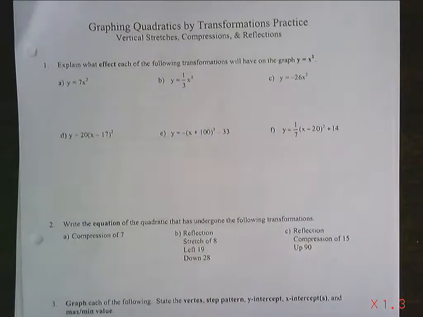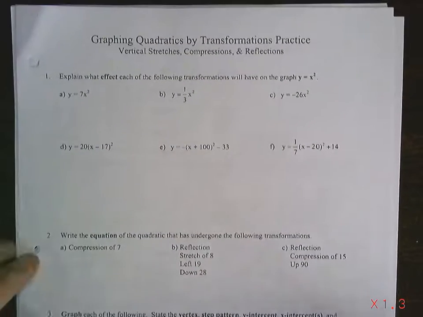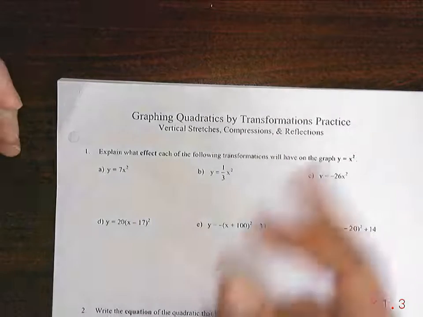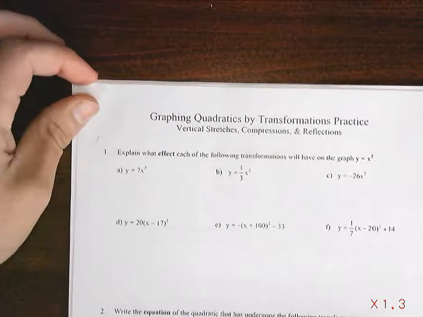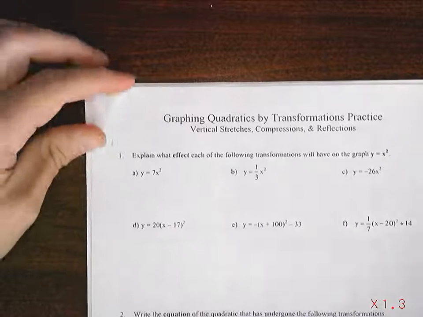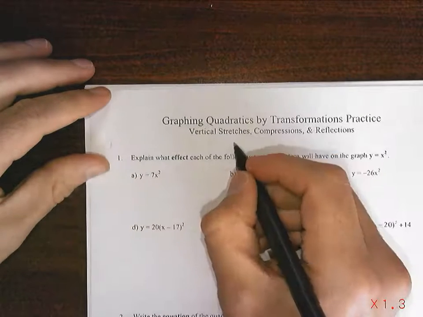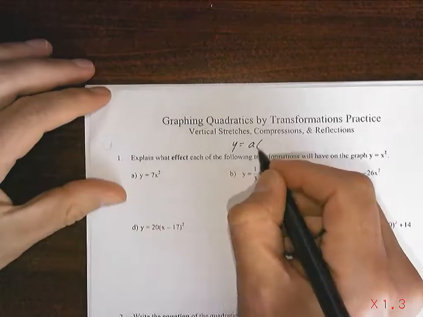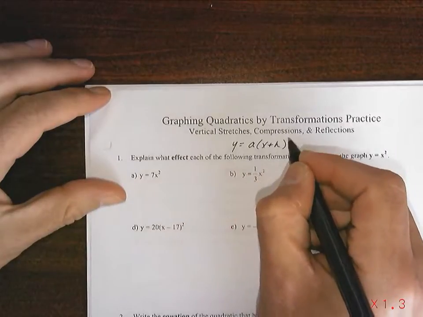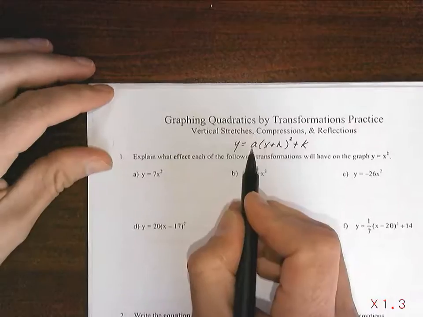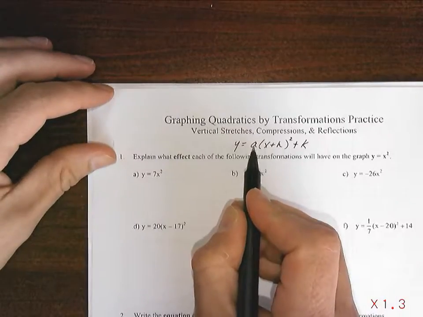So what we have now is a worksheet that you were working on: explain what effect each of the following transformations has on the graph y equals x squared. So we'll notice that this is the a part. Remember, we're dealing with y equals a(x plus h) squared plus k. And the a value is going to deal with vertical stretches, compressions, and reflections.